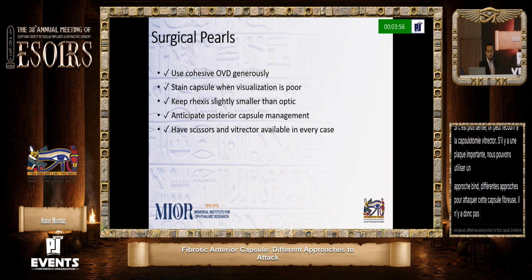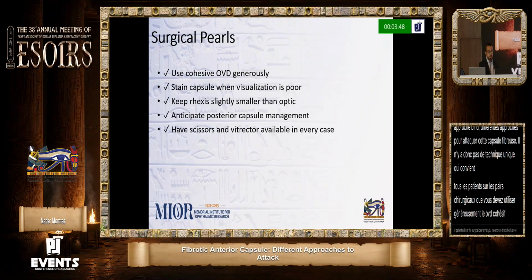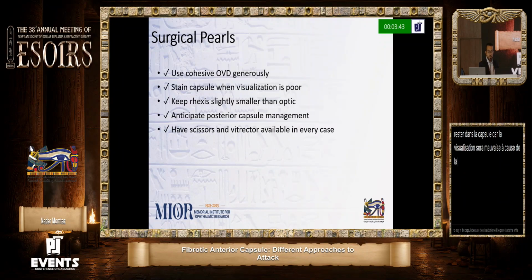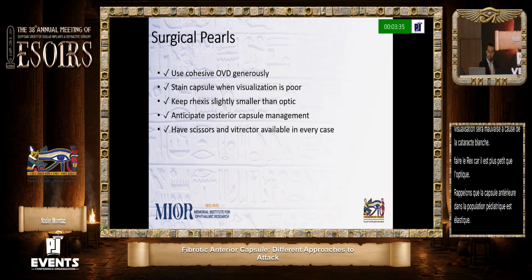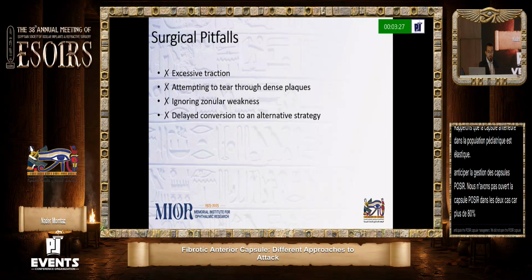About the surgical pearls, you have to use the cohesive OVD generously to stain the capsule because the visualization will be poor due to the white cataract. Do the rhexis smaller than the optic. Remember that the anterior capsule in the pediatric population is elastic. Anticipate the posterior capsule management. We did not open the posterior capsule in both cases because the patients were more than 8 years old. Have the scissors and the vitrector available in every case.